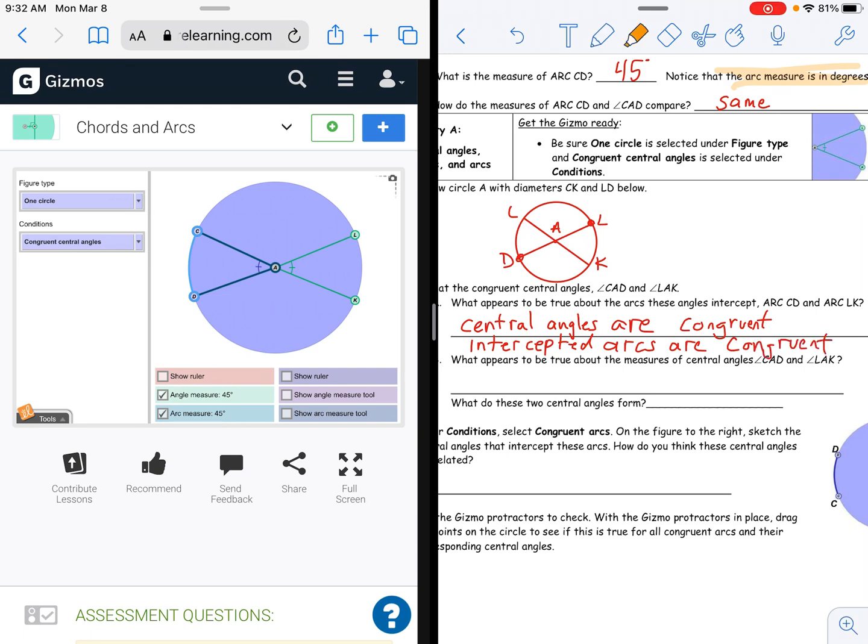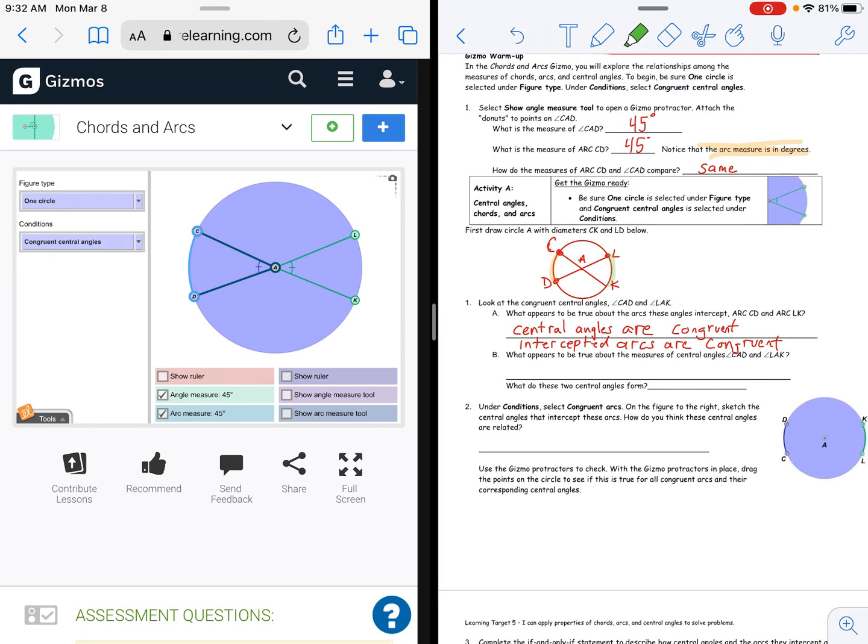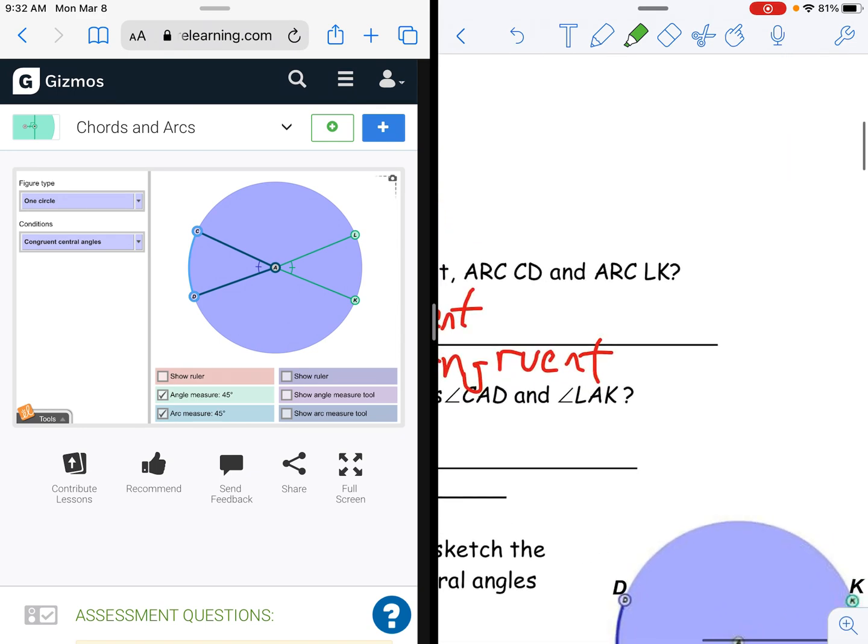CD is an intercepted arc, and LK is an intercepted arc. We'll even write that out: it appears arc CD is congruent to arc LK.